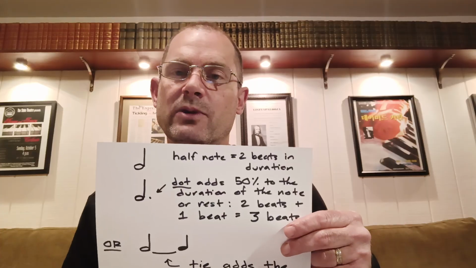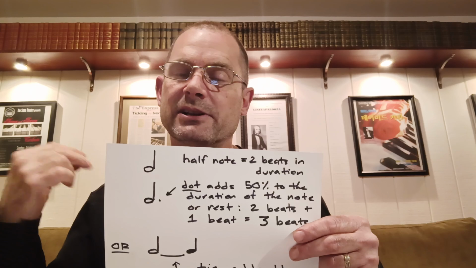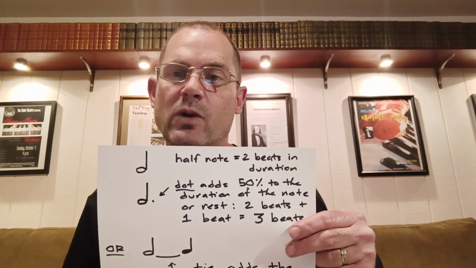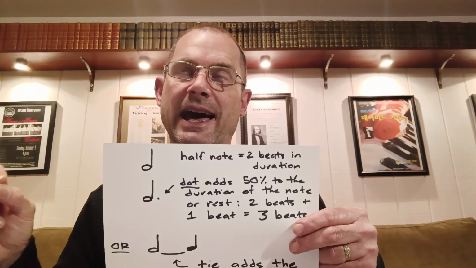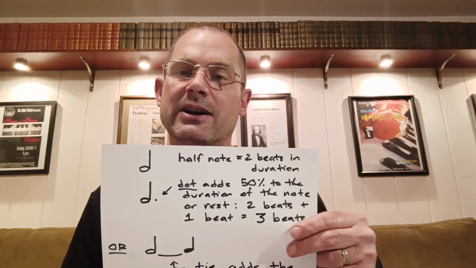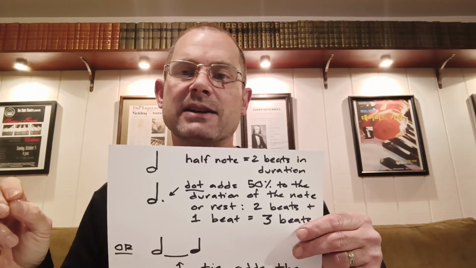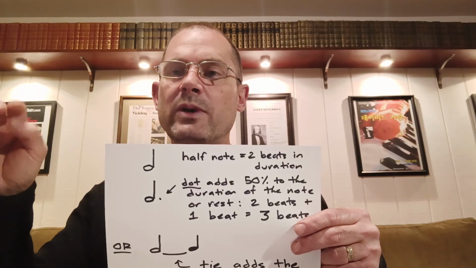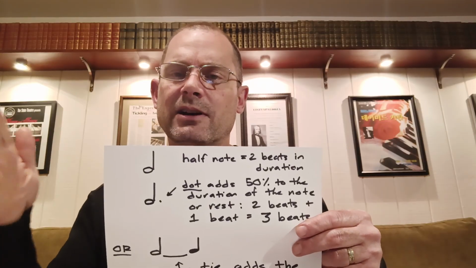We can do the same thing with, let's say, quarter notes. If you add a dot to a quarter note, which normally lasts for 1 beat, now it lasts for 1.5 beats. An 1/8 note normally lasts for 1/2 beat. If I stick a dot on there, now it lasts for 3/4 of a beat. So by using dots, which add 50% to the value of notes, we can come up with finer gradations of duration and sound.